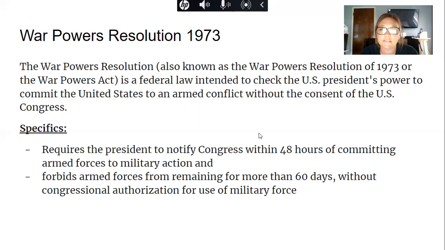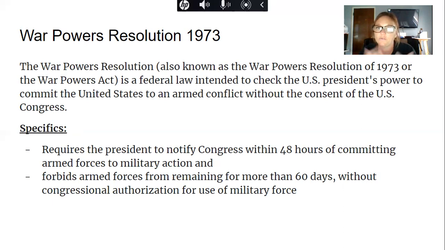And some specifics of this legislation is that it requires the president to notify Congress within 48 hours of committing armed forces to military action, and it forbids armed forces from remaining for more than 60 days without congressional authorization for use of military force. So as we know in the Constitution, there's a little bit of a conflict. The president is given the formal power as commander-in-chief, but Congress is who officially declares war. That creates a little bit of conflict between the two branches in that regard.